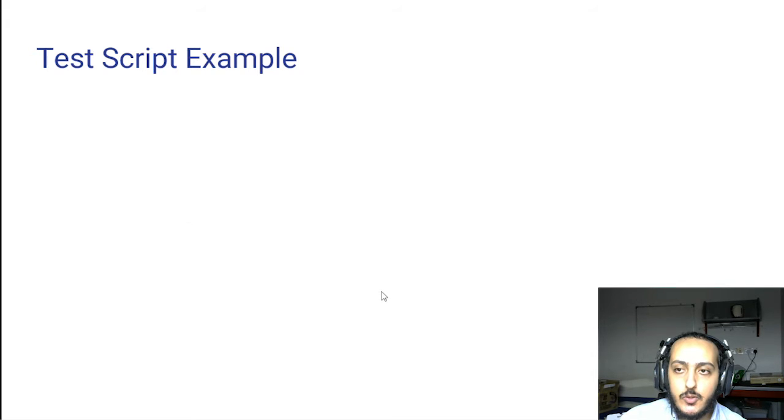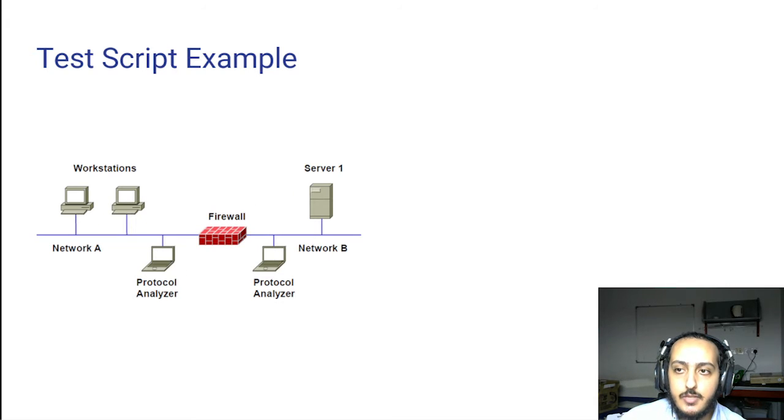First, I will show this diagram. This diagram is a simple test script for the network environment. Here on the right side is network B, server 1, and on the left side is network A station. Between them is the firewall, to block these two networks.